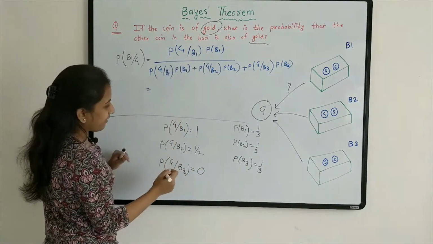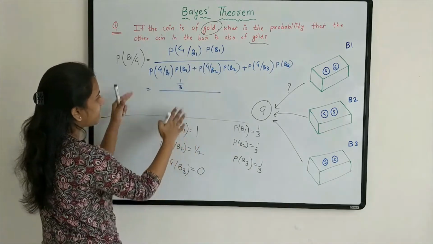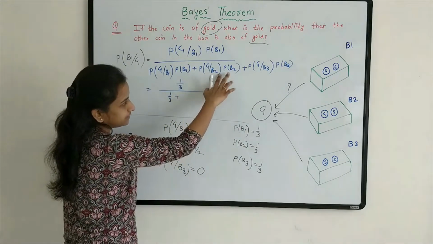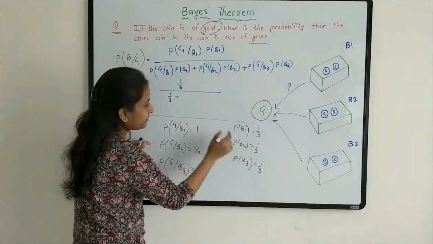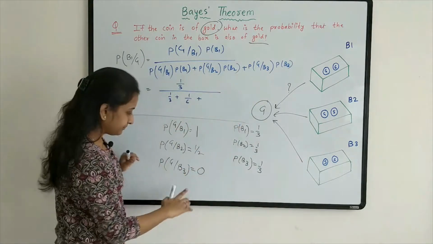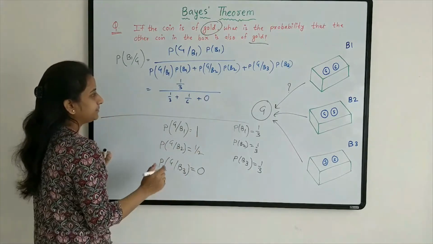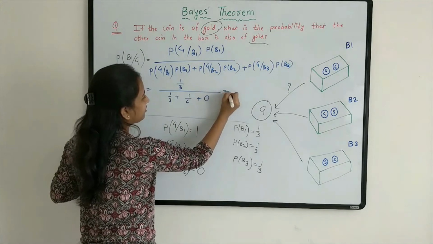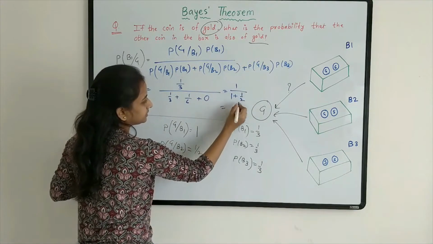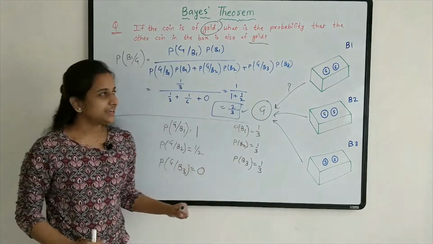Fine. Now, let's substitute these numbers here and find the answer. My numerator value is 1 into 1 by 3, that is 1 by 3, divided by 1 into 1 by 3, plus the second term 1 by 2 into 1 by 3, that is 1 by 6, plus this 0 into 1 by 3, that is 0, right? Now if I take 1 by 3 common, I will get 1 plus 1 by 2, this is 3 by 2.